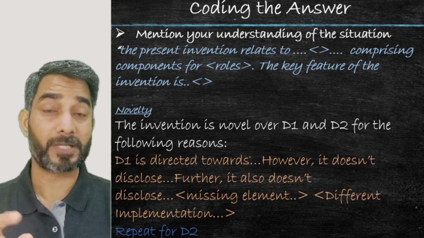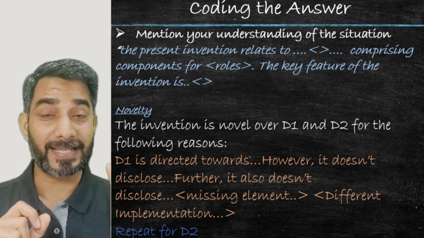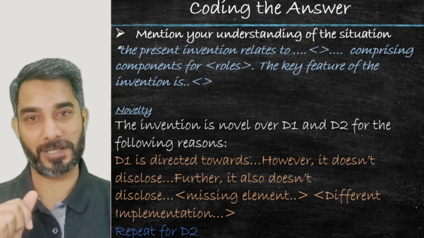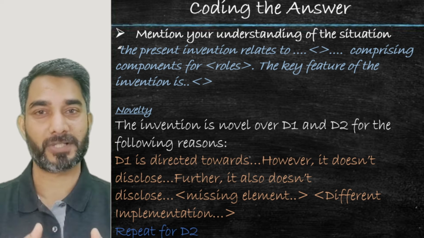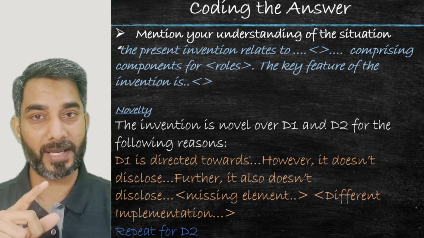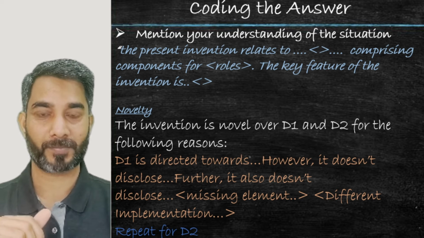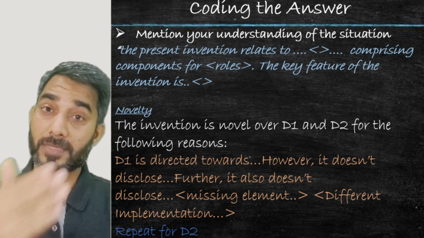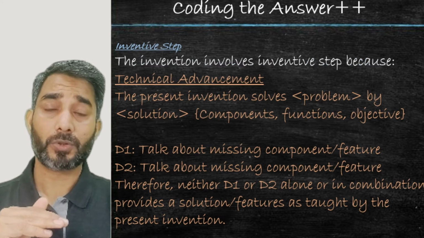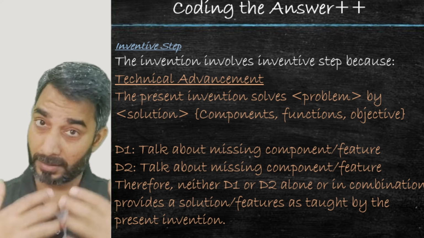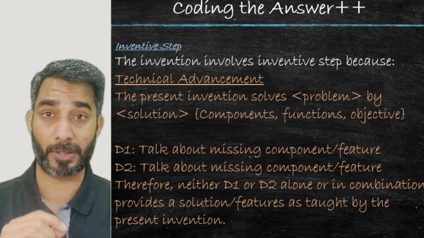We need to establish the inventive aspect of the invention also, the technical advancement of your invention over D1 and D2, because combining D1 and D2 may make your invention obvious. So we need to identify any technical feature that is not available in D1 and D2 also. So we go to the third part of our answer, which is inventive aspect. So here we categorically again write, going back to our invention, which says that the invention involves inventive step because.